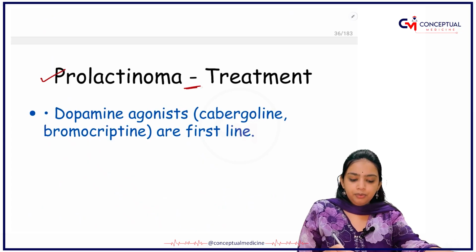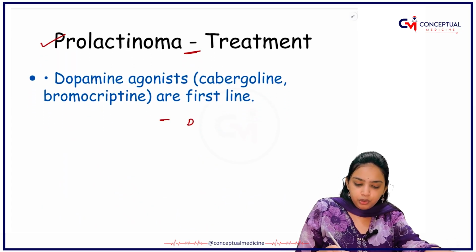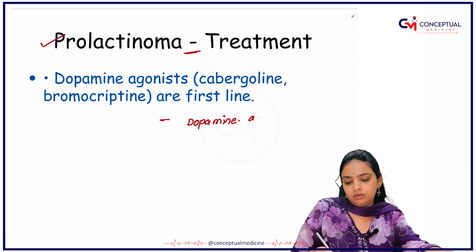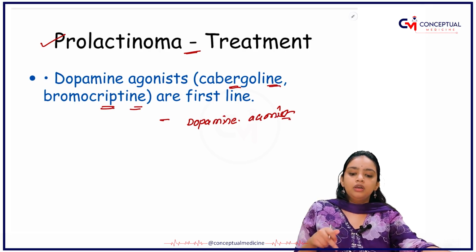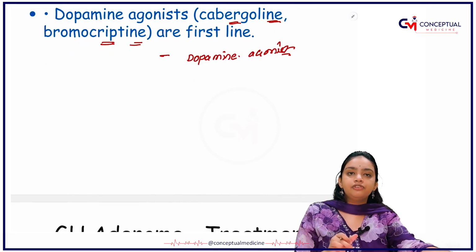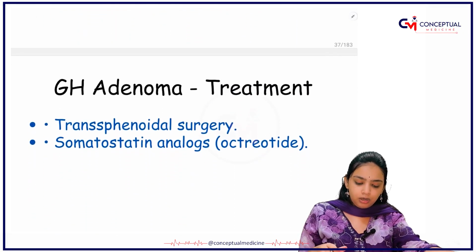So the treatment for prolactinoma is you have to give a dopamine agonist. What are the dopamine agonists available? You have cabergoline, you have bromocriptine. These are basically the first line treatment which you will be following.